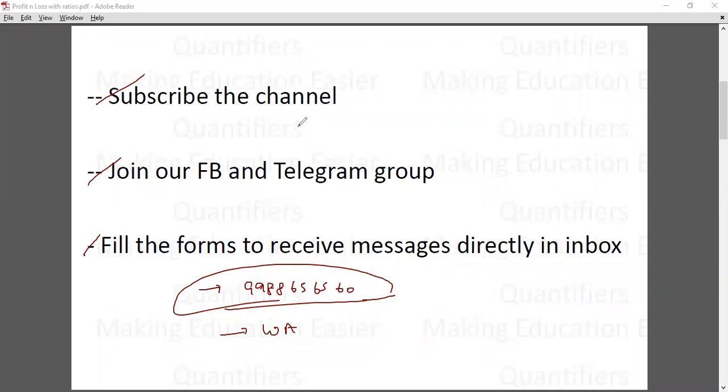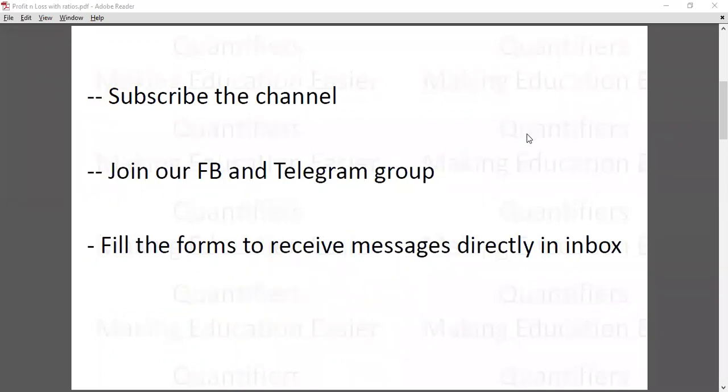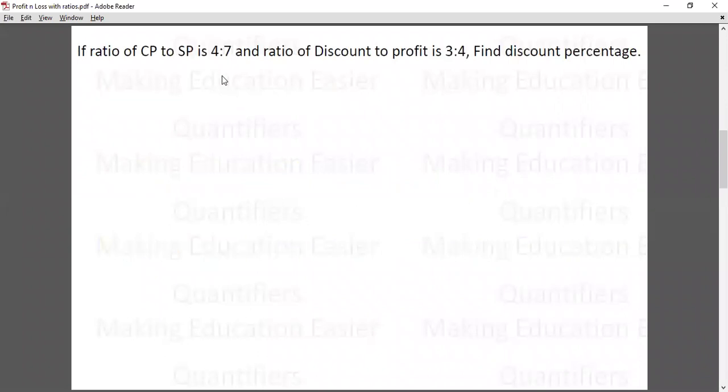Okay. Now, let's move to the questions directly. This is the first question. If the ratio of cost price to selling price is 4:7 and that of discount to profit is 3:4, find the discount percentage.